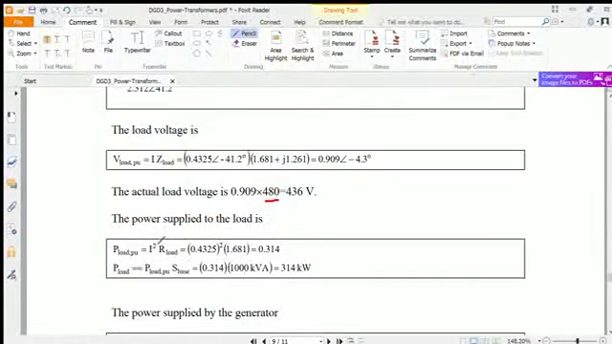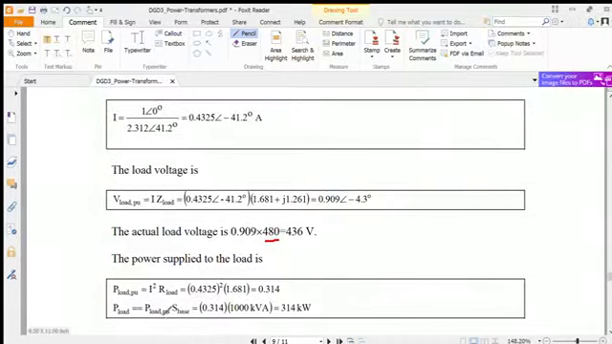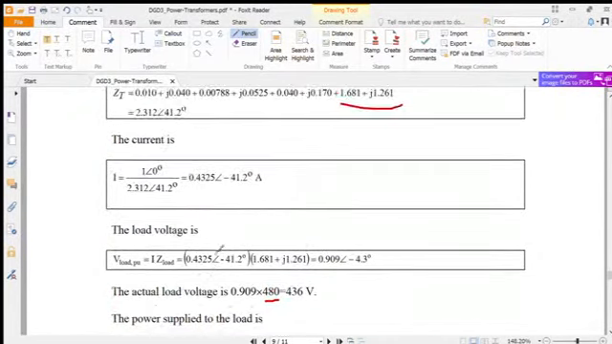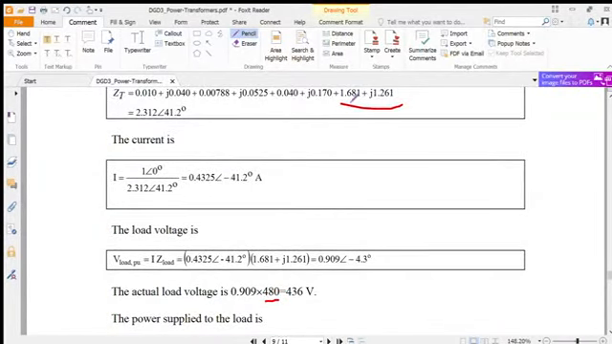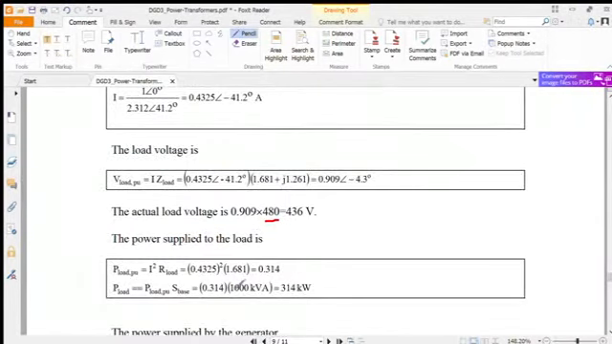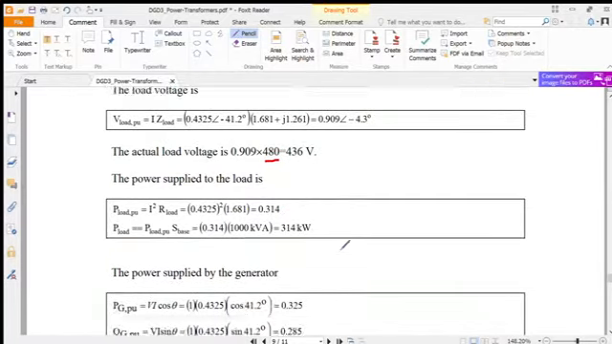And similarly, what is the power supplied to the load? This is I squared R, using the per unit values. This is the I, and what is the R? This is the load, this is the R, and this is the reactance part. So I squared R, and for the actual value, just multiply the per unit value by the base value, 1000 kVA. So we'll get the real value.